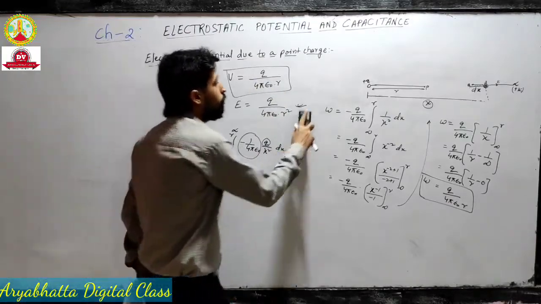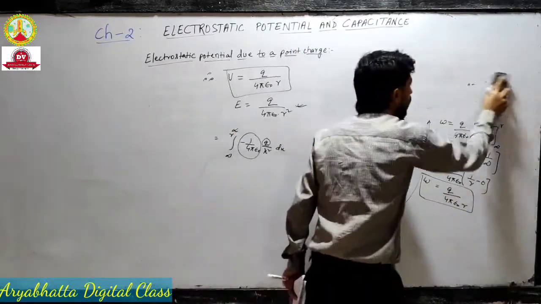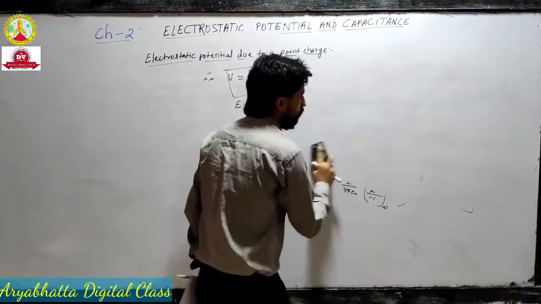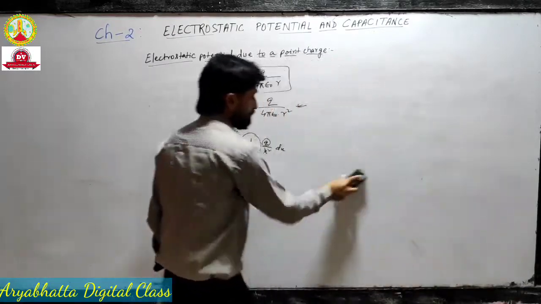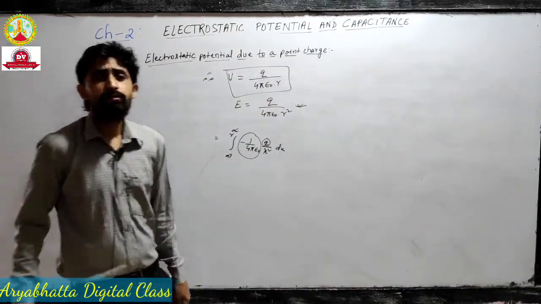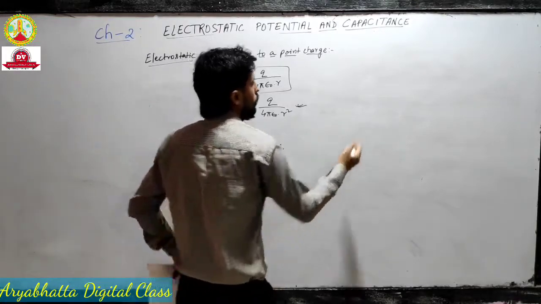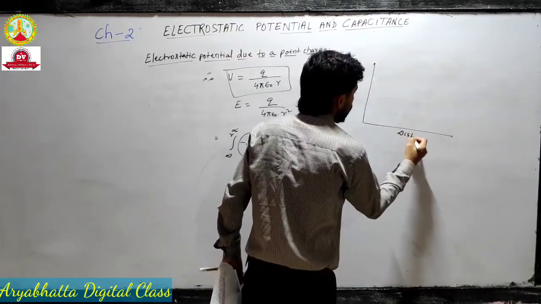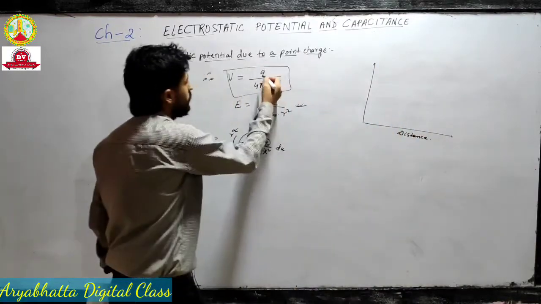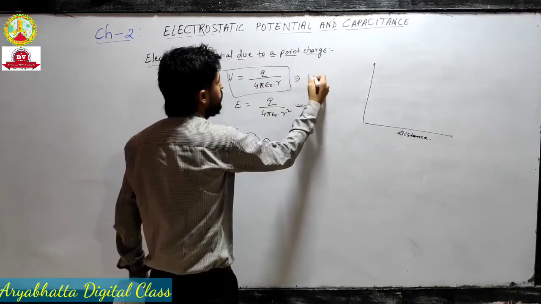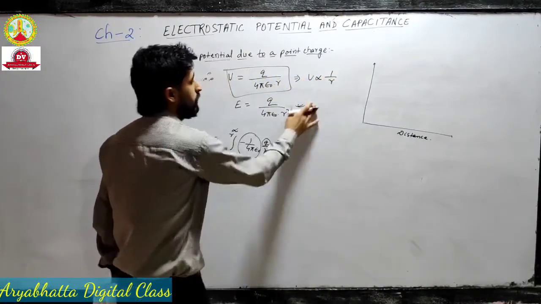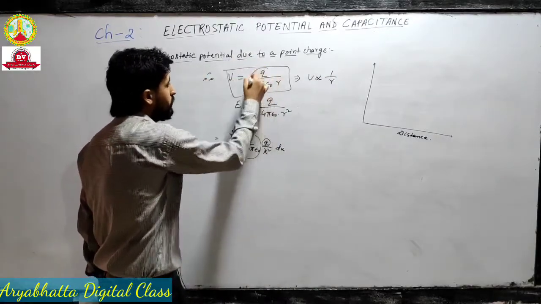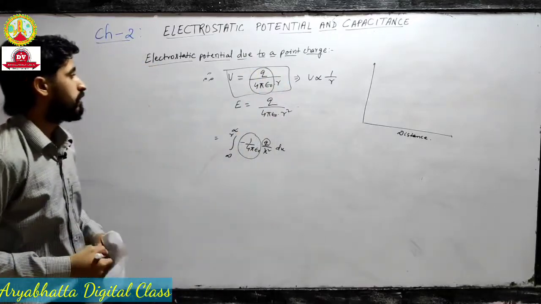Fine. So now we are going to see in terms of graph how the graph looks. We will see the variation of the graph in electric field as well as electric potential. So let us plot a graph, like let's say this is the distance, because if I see here, V is directly proportional to 1 by R, isn't it? From this equation I can say V is directly proportional to 1 by R, because this term is nothing but a constant, isn't it?